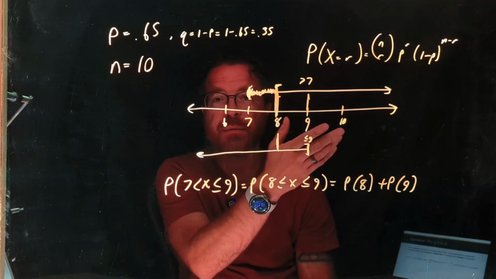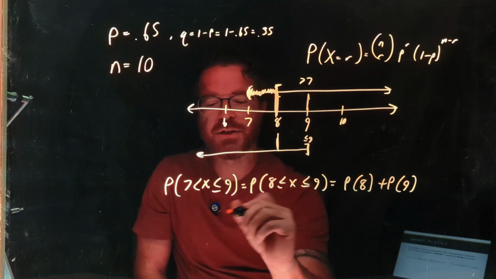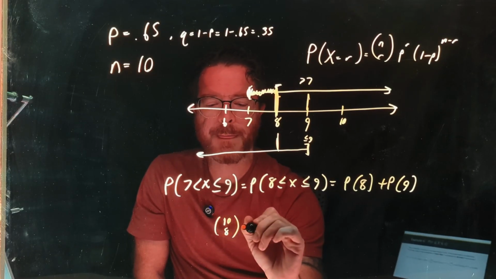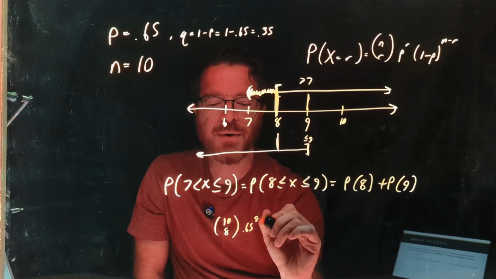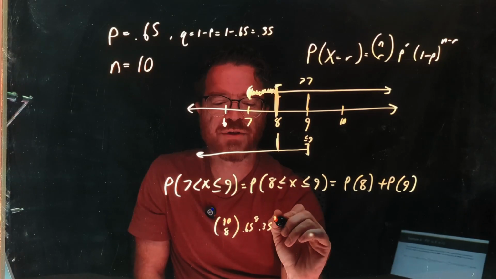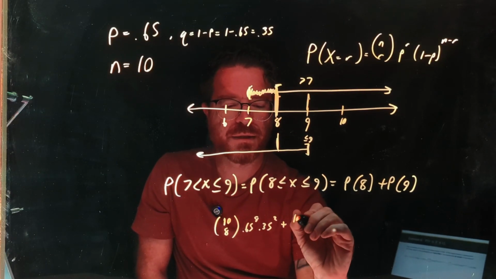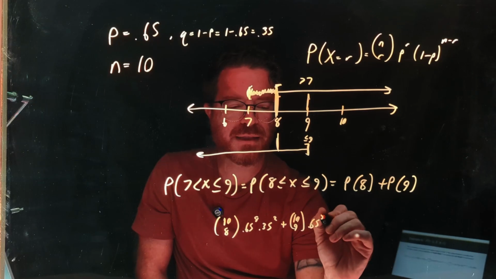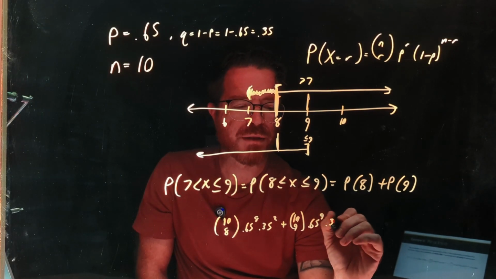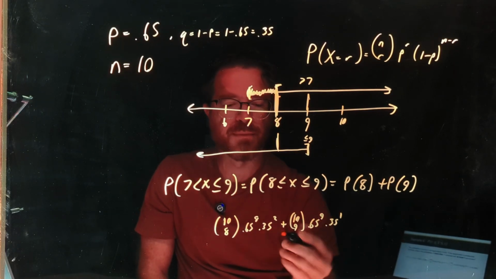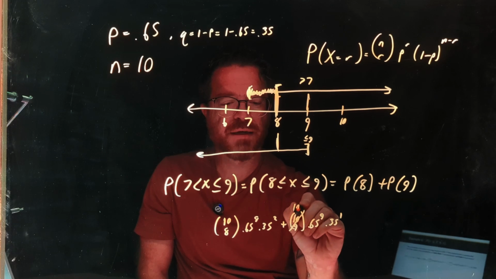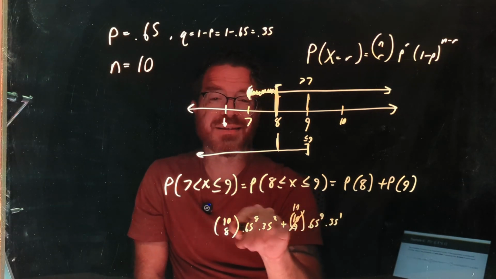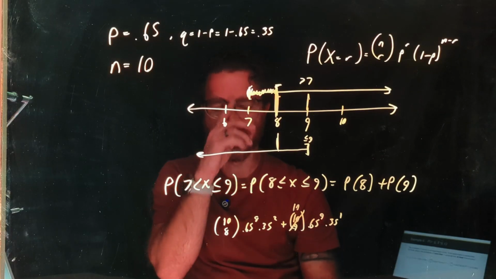So plugging into our probability distribution for binomial, this is just going to be 10 choose 8, 0.65 to the 8th power, 0.35 squared, plus 10 choose 9, 0.65 to the 9th, 0.35 to the 1. Which, remember, 10 choose 9 is just equal to 10, and 0.35 to the 1 is just going to be equal to 0.35. So this one's pretty easy to calculate. This is really the only one that you have to put any effort into.